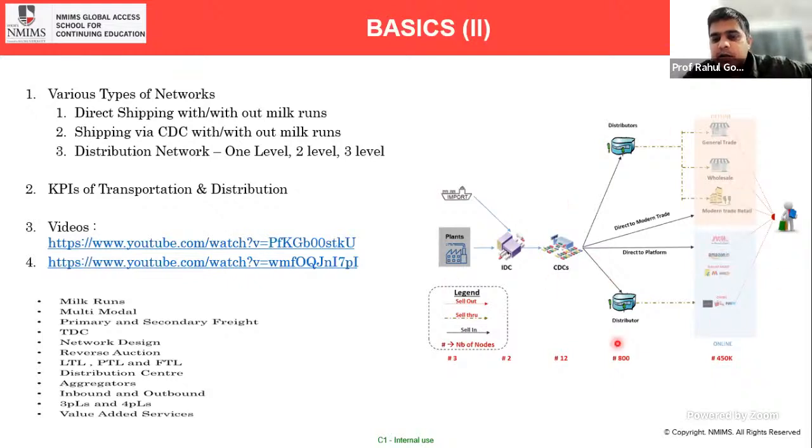So this is a very simplistic representation of what your end-to-end network looks like. And they need to optimize this network so that the total cost of servicing a product from this point to this point is optimized. When we talk about transportation, logistics, and distribution, we talk about milk runs, which I've already explained, and multimodal. We talk about primary and secondary freight. So what is primary freight? When we service from, let's say, a factory to our warehouses, usually we service in full truckload.